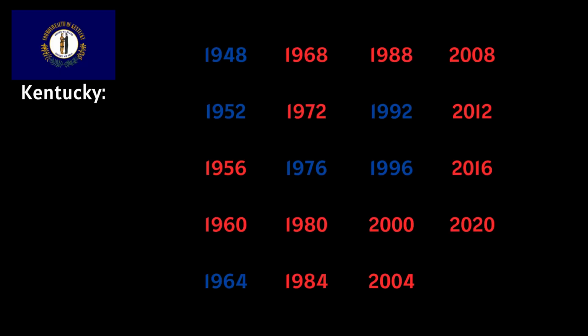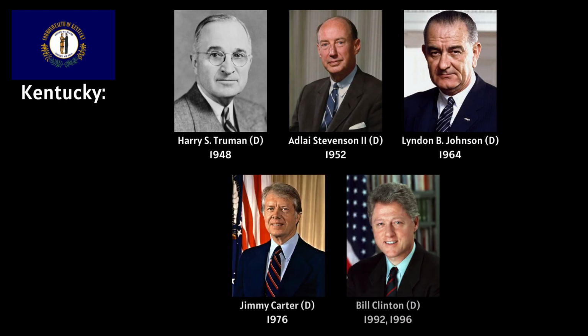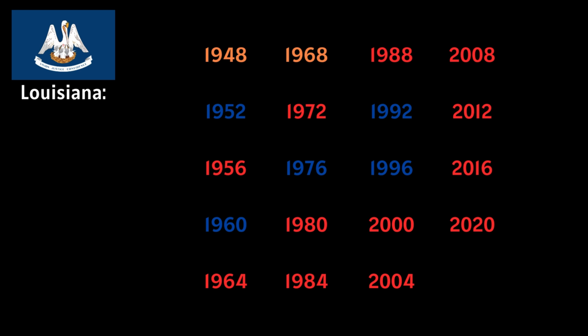Kentucky tends to vote Republican, but they have flipped and voted Democrat in multiple elections. Kentucky voted for Democrats Truman in 1948, Stevenson II in 1952, Johnson in 1964, Carter in 1976, and Clinton in 1992 and 1996. Kentucky has voted red in every election since 2000.